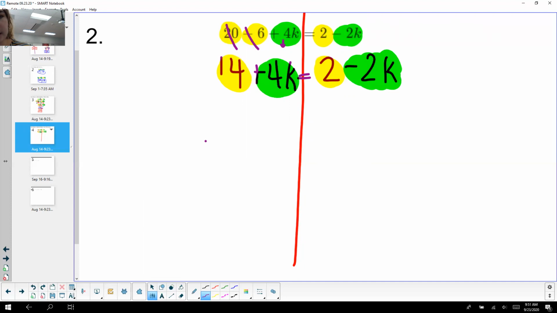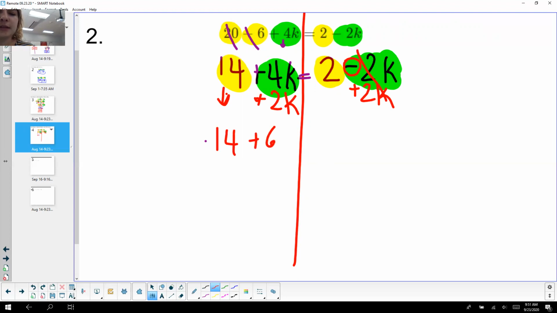Next, when I'm looking at this, I need to think, which variable term is smaller, 4K or negative 2K? Negative 2 is smaller than 4. So again, to move a negative term to the other side of the equal sign, you can just add the opposite. A negative and a positive 2K are going to cancel. I'm going to bring down 14, and then 4K plus 2K gives me 6K. I'm going to bring down that constant of 2.